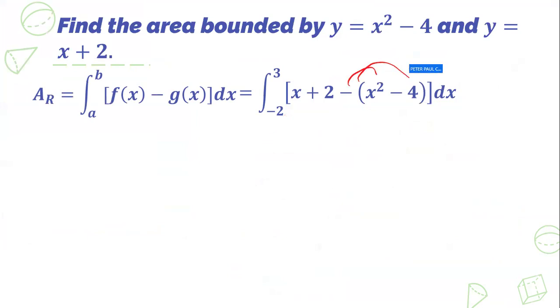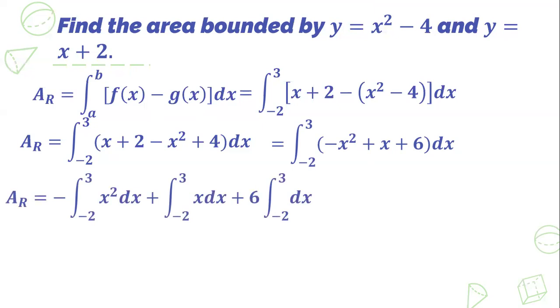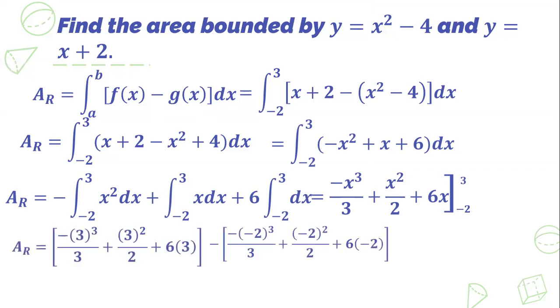Then the negative sign will be taken by the bottom function so that it will change sign. So it becomes negative x squared plus 4. Next, we rearrange. Then we combine 2 and 4 so that it becomes 6. So that becomes negative x squared plus x plus 6. We can now integrate. Using the sum and difference, we have negative x cubed over 3 plus x squared over 2 plus 6x from negative 2 to 3. Applying the fundamental theorem of calculus, we subtract f of b minus f of a.